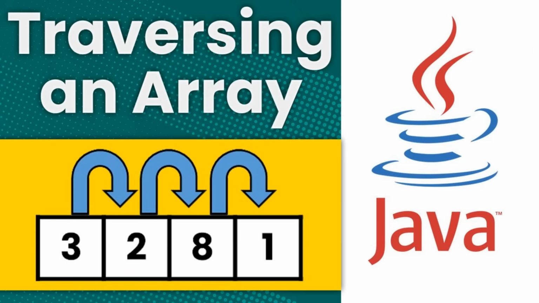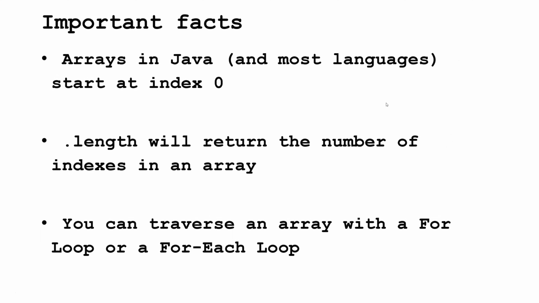Next, you'll learn about traversing an array, which is going over each index using a loop. Some important facts to know. Arrays in Java and most languages start at index 0. That means the first index will actually be index 0. Dot length will return the number of indexes in an array. Since the indexes start at index 0, that means an array of size 5 will have indexes 0, 1, 2, 3, and 4. You can traverse an array with a for loop or a for each loop.